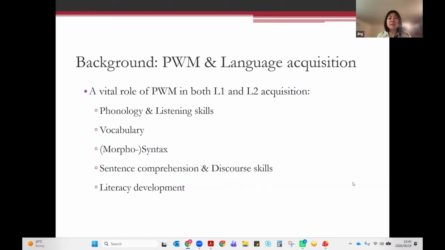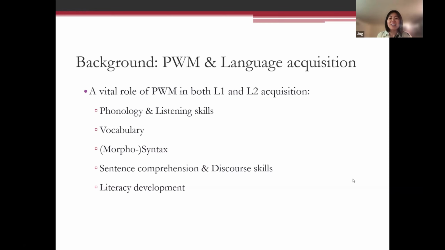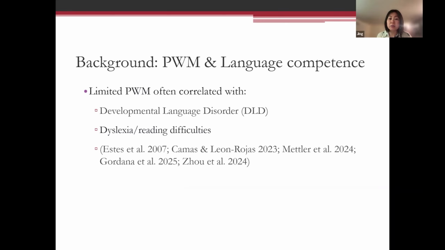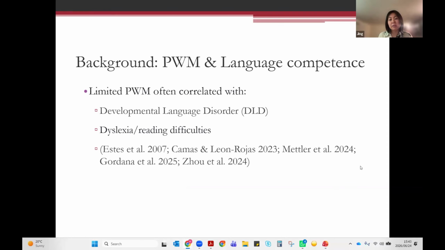Also from a different perspective, if you look at language pathology, we can move on to the next slide. Children with, for instance, developmental language disorder or developmental dyslexia or some kind of reading difficulties will have limited or less efficient phonological working memory. And a lot of cross-linguistic research on DLD has proposed that limited phonological working memory can be considered a clinical marker for this condition.